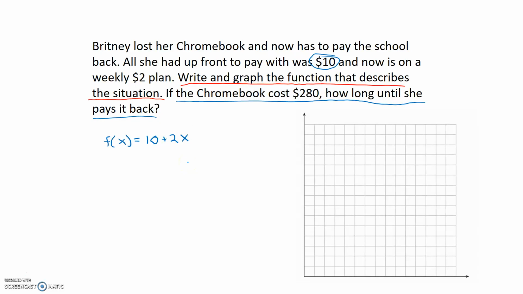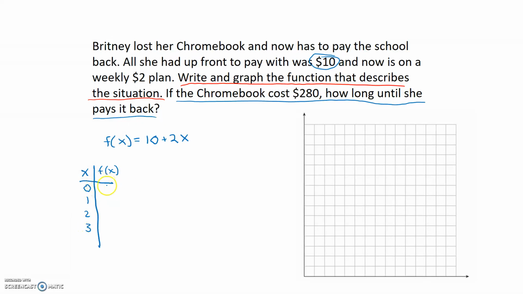All right. So what I have to do now is make sure that I create my table of values, x and then f of x. Now same deal. Because x is representing weeks, there's no point in writing -1, -2, any of those negative numbers. We can't have a negative time here. So we start off with 0, 1, 2, 3.